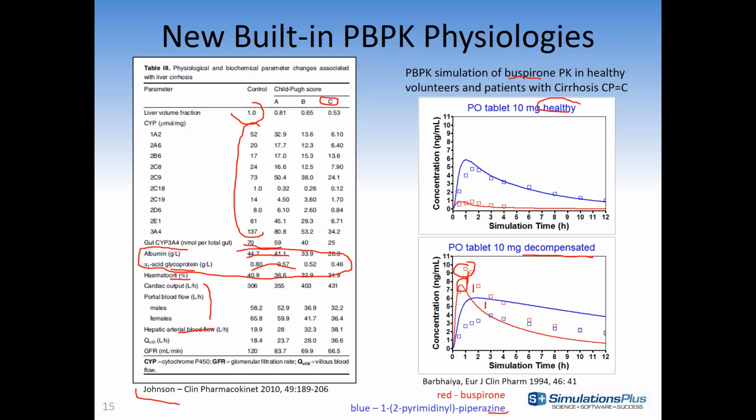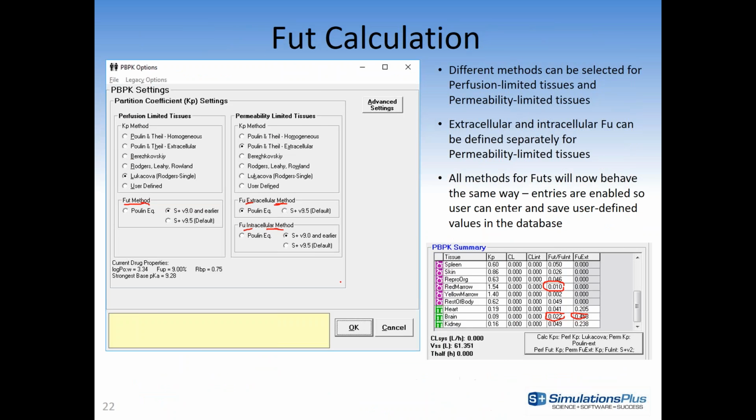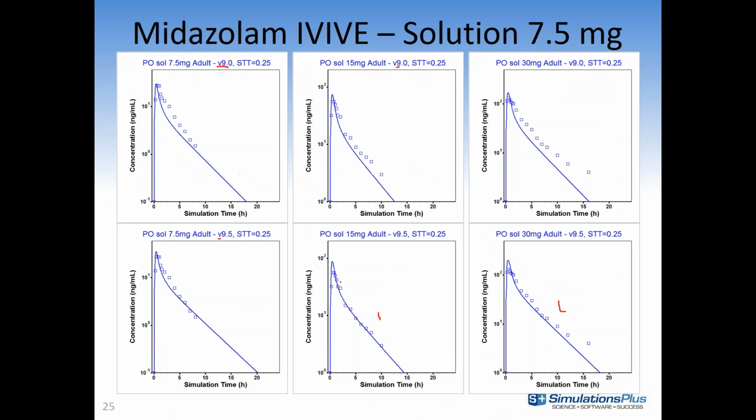Okay, thank you. On slide 25, when you show some of the validation work with Midazolam, can you repeat what the changes in the results were between versions? What was responsible for the changes in the results between version 9 and 9.5?